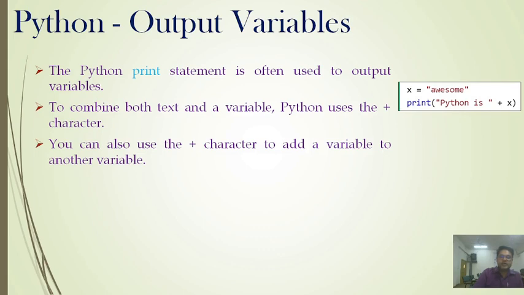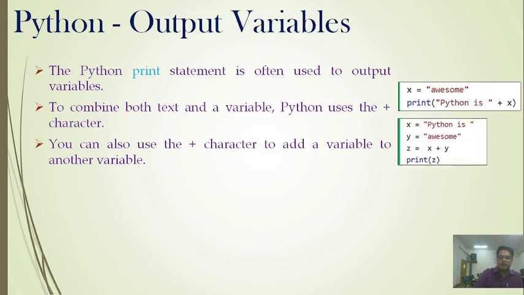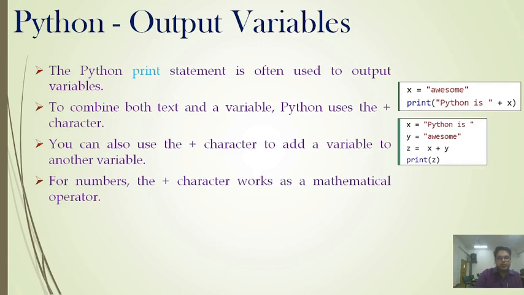You can also use the plus character to add a variable to another variable. For example, x equals Python is, y equals awesome, and then z will be equal to x plus y. Then if you print z, you get Python is awesome. Now for numbers, the plus character works the same as the plus operator in mathematics, which is adding the values. Simply x equals 5 and y equals 10, then x plus y will be 15, and the answer will be printed.